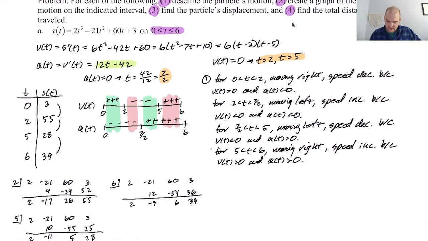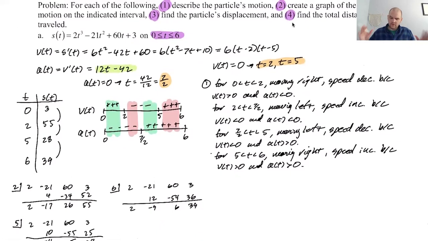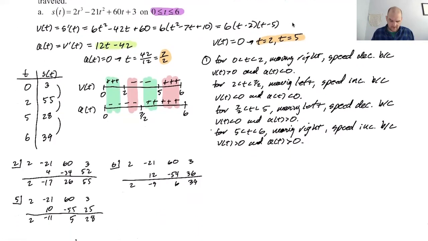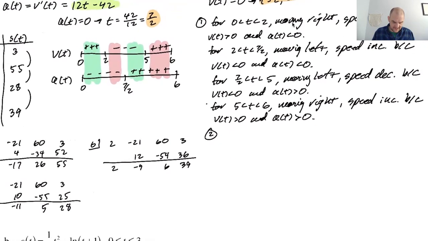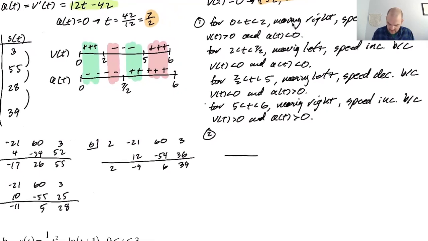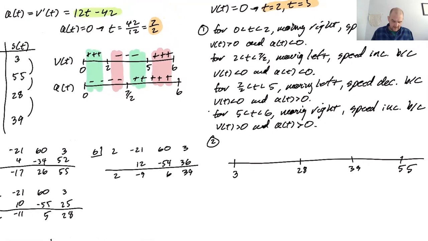All right, so we're basically done with part 2 though. Create a graph of the particle's motion. So we just need our table. I need to go from 3 to 55, so that's crazy. What's important here? I need 3, I need 28, this is not going to be accurate. I need 39, I need 55. So why write 54 then? 55. All right, we got that.